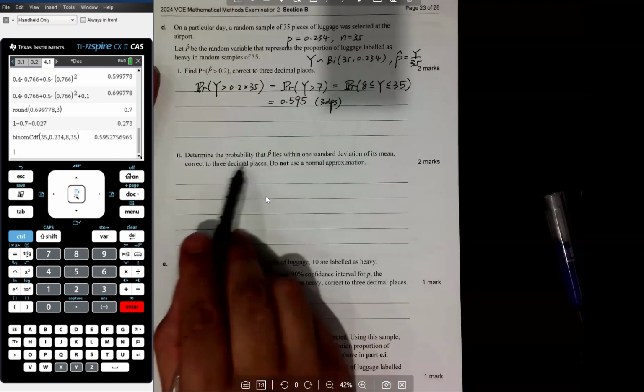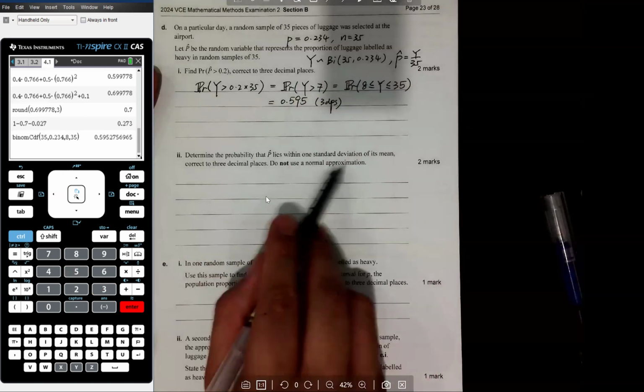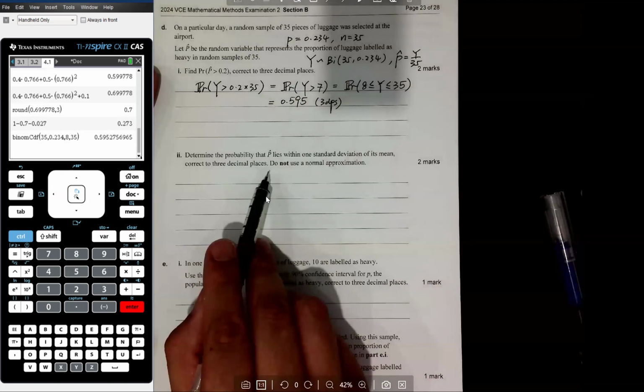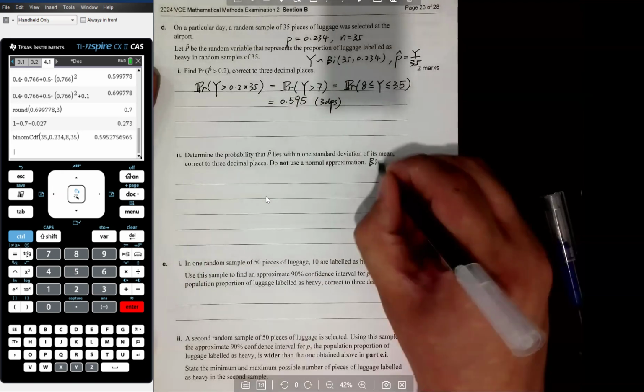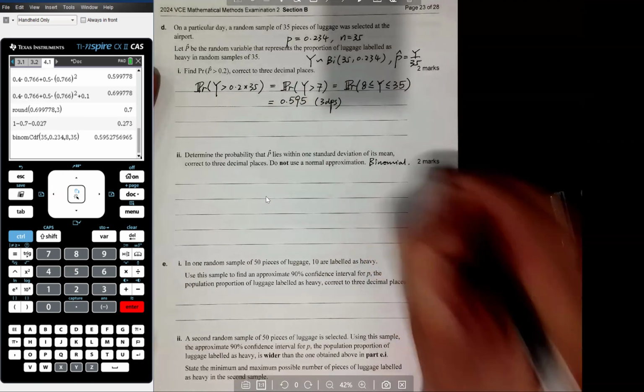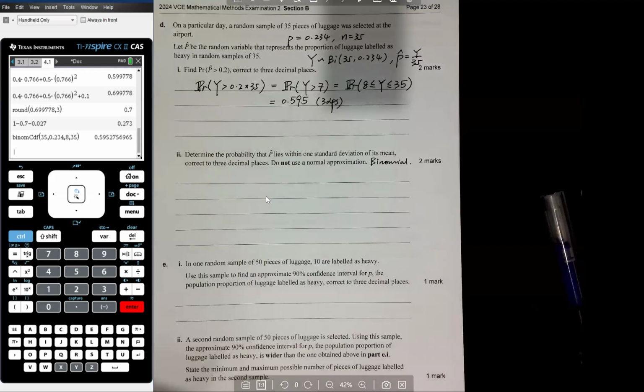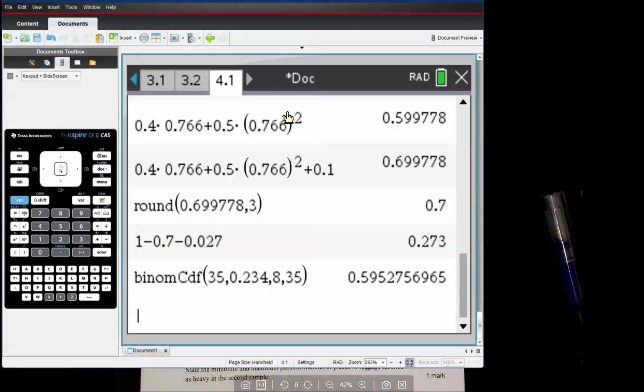And determine the probability that p hat lies within 1 standard deviation of its mean, correct to 3 decimal places. Do not use the normal approximation, so you have to use binomial. Basically, you can convert the p hat values to Y values, okay? Well, what I'm going to do is I will just calculate the following things, okay?